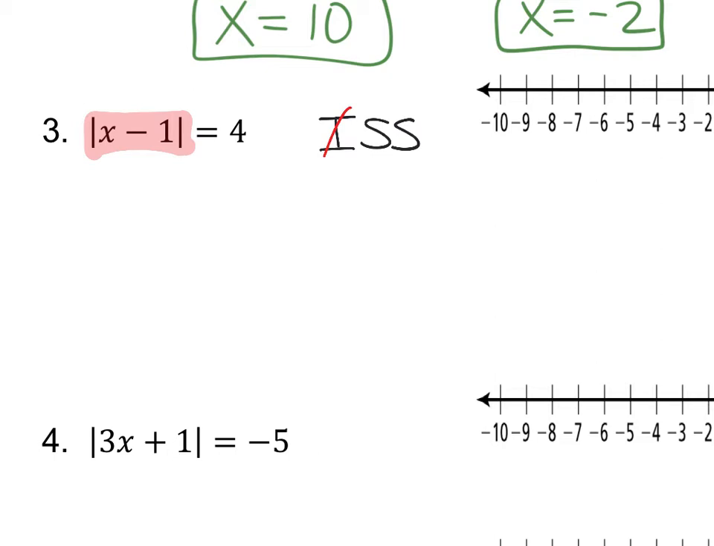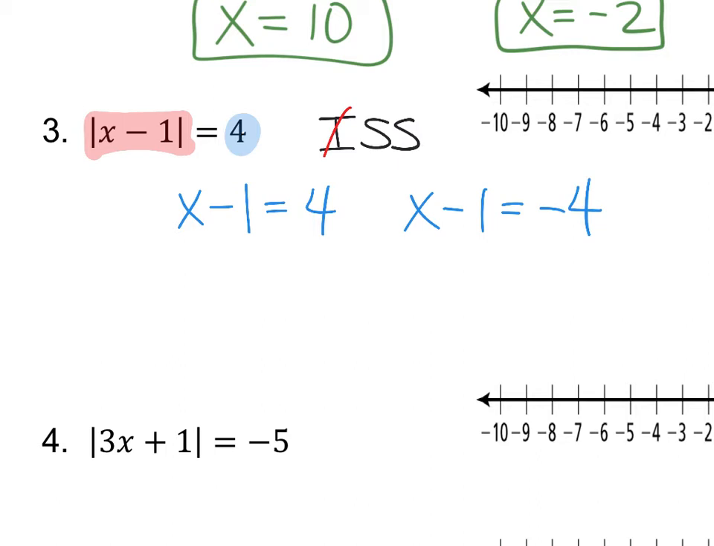I need to separate them into two equations. So we separate. We take the stuff inside the absolute value bars and we set it equal to the positive version of this number and the negative version of that number. So stuff from inside equal to positive, stuff from inside equal to negative. And then we solve. How do I get rid of negative 1? Plus 1. So I'm going to put plus 1 underneath that one and plus 1 underneath that one.